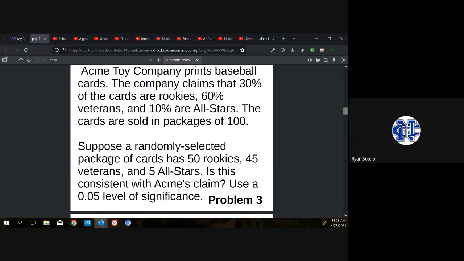So there's one type of card. There's one variable, type of card. So there's one type, so it can't be regression or correlation. Chi squared goodness of fit. There are 3 different types of cards. Number of samples: the thing we're testing is just one variable, type of card.